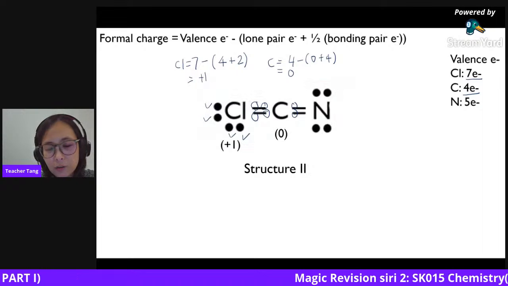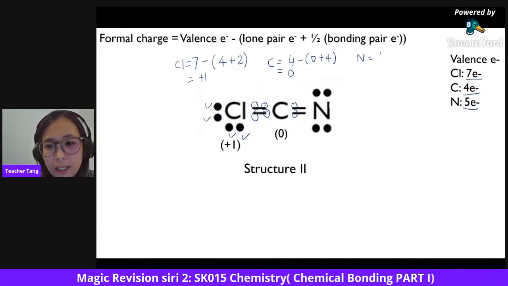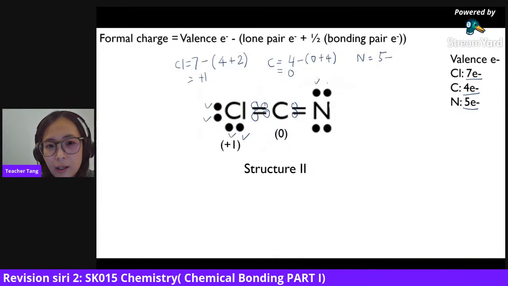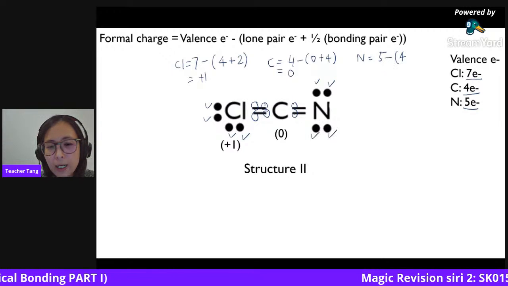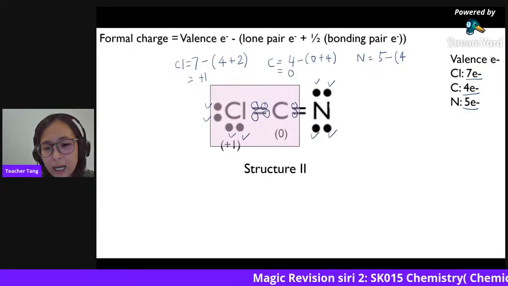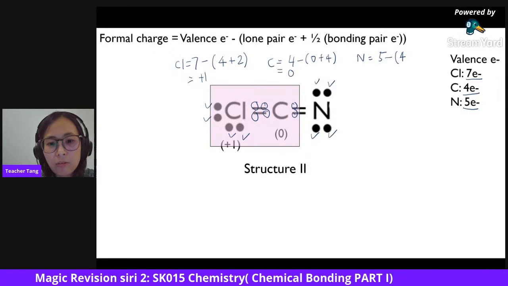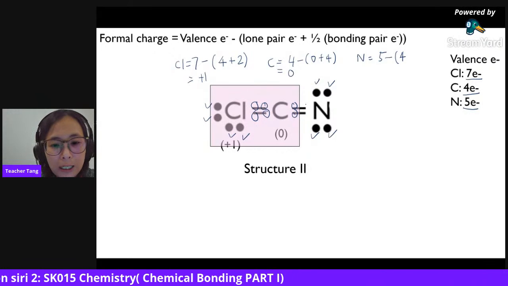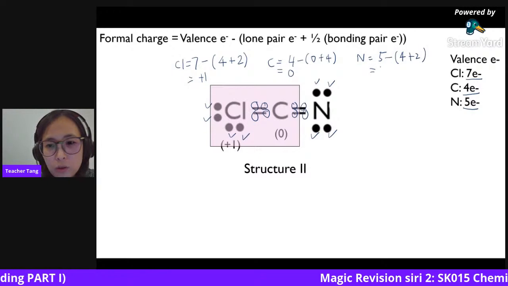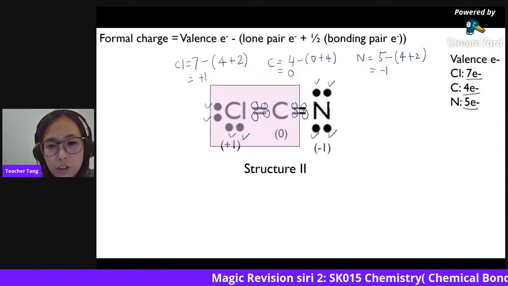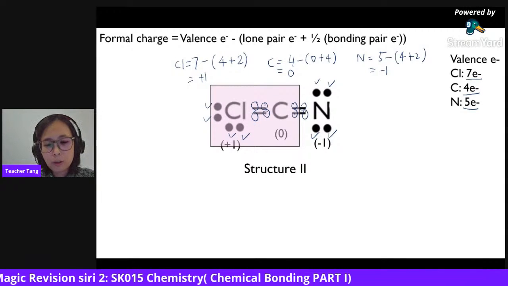And for nitrogen, the valence electron is 5. So minus the lone pair electrons, 1, 2, 3, 4. So minus 4. And then for half bonding pair electrons, we cover the bonding pairs of nitrogen by half and only count the electrons that belong to nitrogen. So that is 2. So plus 2. So that gives us the formal charge of nitrogen equal to -1. Okay, so we are not sure whether this is the most plausible structure or not.